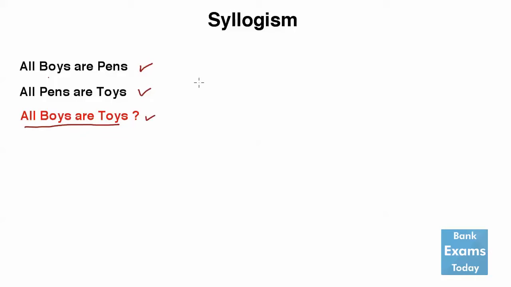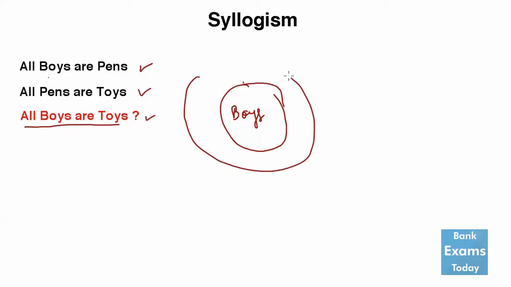So we will solve this question using the circle method. We will draw the circle for each of the statements and then find the conclusion. First of all, this is the circle. All the boys are pens. And all the pens are toys.